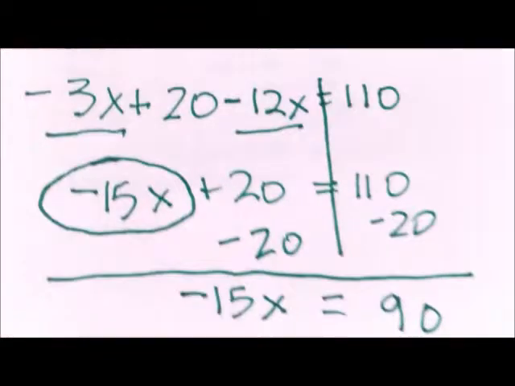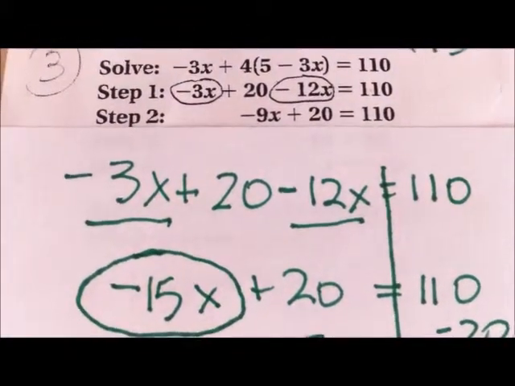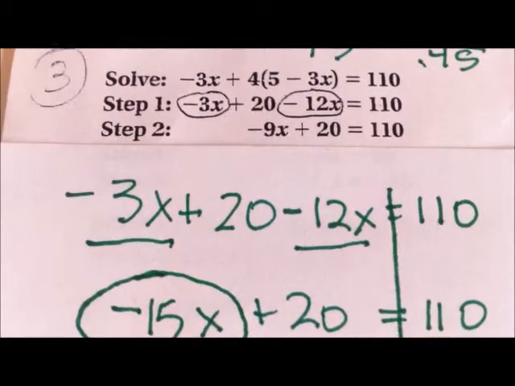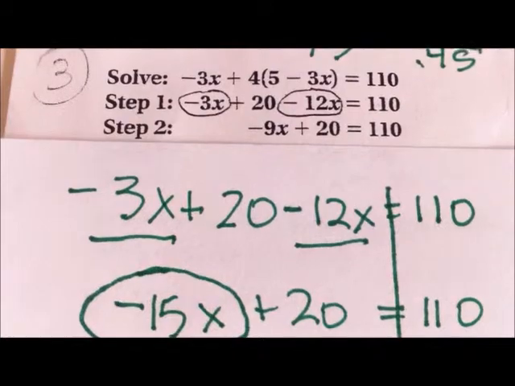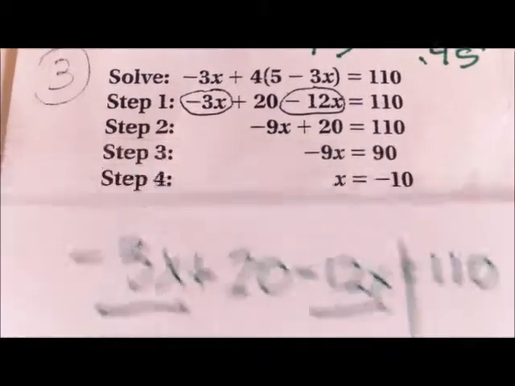Oopsie, look at me blasting along here. Did they get negative 15x plus 20 equals 110? They did not, and I know what they did. Look at, they got negative 9x. It looks like they thought it was 12 negatives and 3 positives. So where's the first boo-boo? That would be step 2.